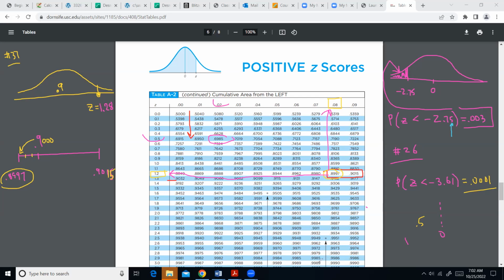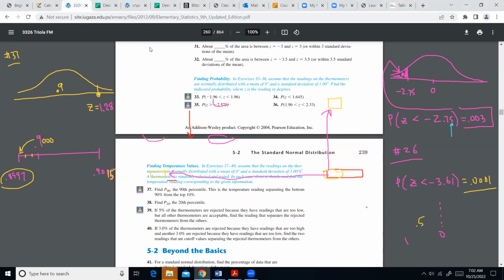So sometimes we can use tables in a backward format. I guess I'll do another exercise here so you see this again. So let me do problem number 40 that talks about 3%. So 3% is a little number like 0.03, right?